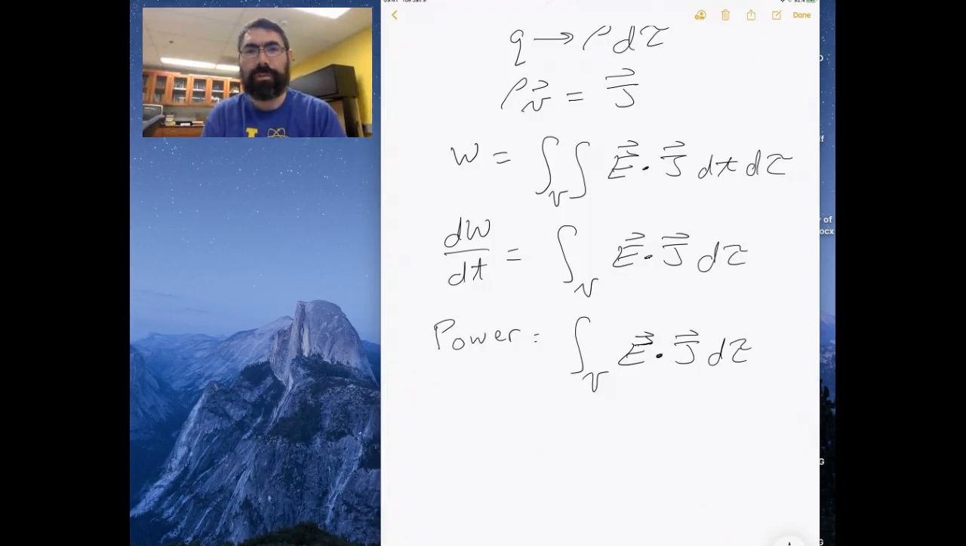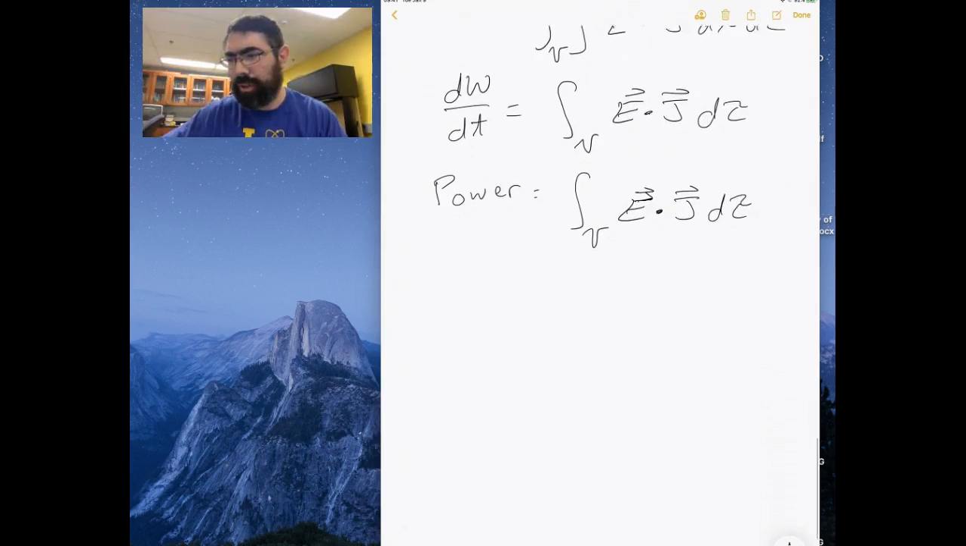So where we left off in the last video, we calculated the power to be the electric field dotted into the electric current, and then integrating over the volume of the system. So now let's apply Maxwell's equations to this.